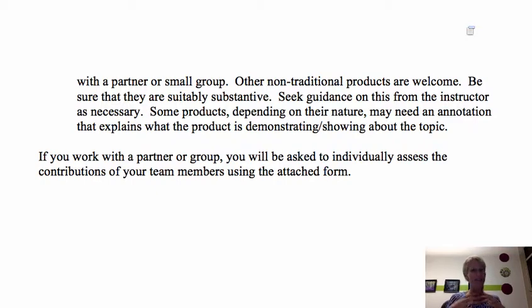And I recognize that that's kind of amorphous and fuzzy, what substantive looks like. So feel free to seek guidance on this from me related to your particular topic and your particular type of product that you want to create. And recognize that some products, depending on their nature, may need some sort of annotation that explains what the product is demonstrating or showing about the topic.